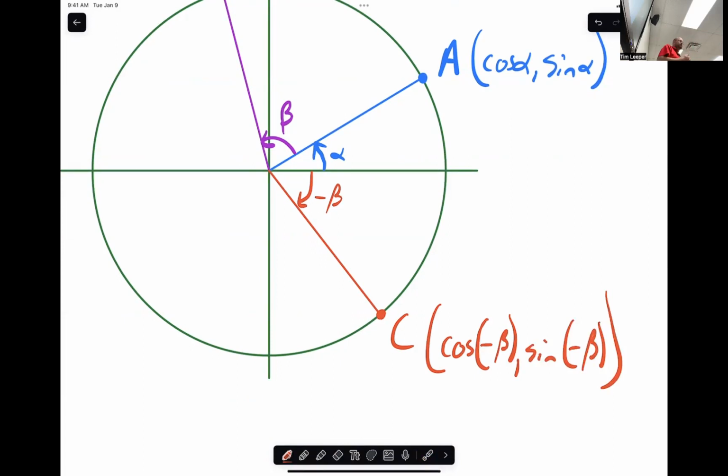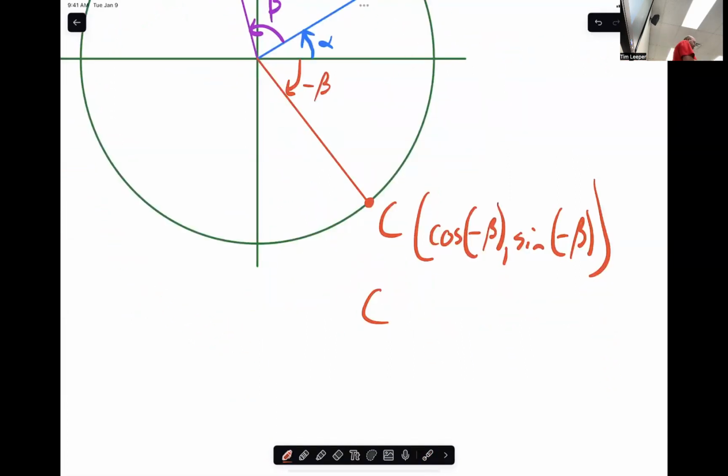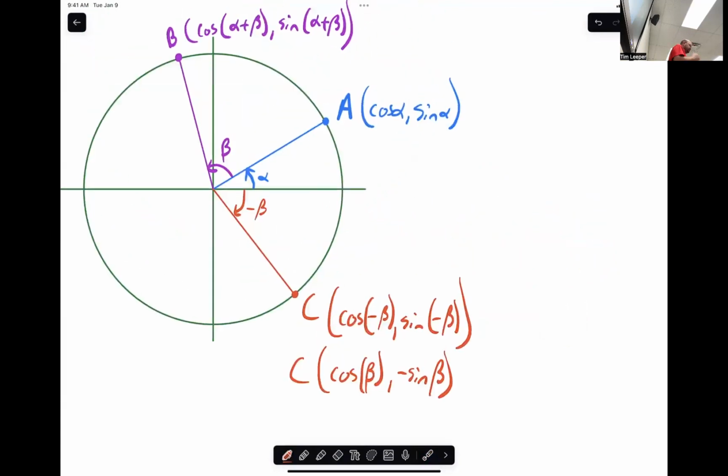But notice that cosine of negative beta and sine of negative beta, with that negative on the inside, I can use the fact that cosine and sine are even and odd functions. So C would also be thought of as just cosine of beta, because cosine is even. That means the negative sign in there just goes away. Comma, sine is odd, so that negative here goes on the outside, which gives me a negative sine beta. So there you go. That would be coordinate C.